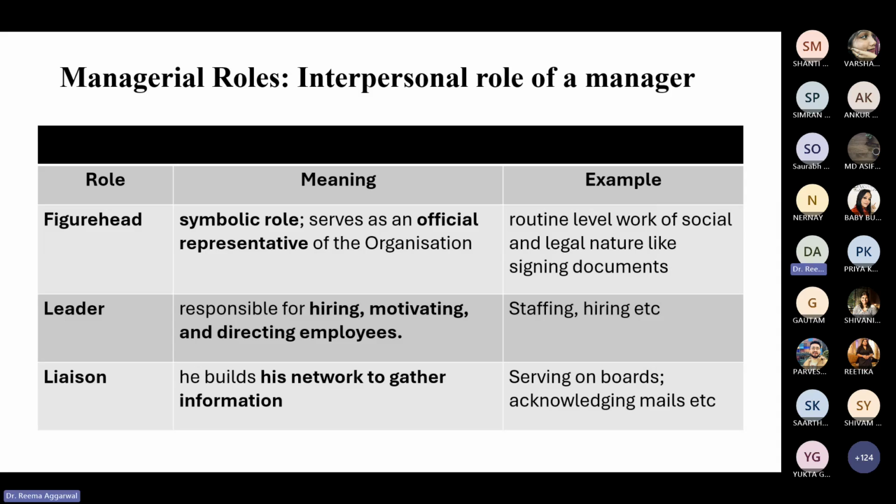Second role is leader. So when it comes to hiring, when it comes to motivating, when it comes to directing the employees, all these roles are performed by the leader. And the leader here is the manager. It is his interpersonal role. And last is liaison, to network and gather information. This means that he is building a network so that he could get the information. If you are the HR manager or the marketing manager, you need to connect yourself with other marketing managers in the same industry. So when you build this network to gather the information, this is also your interpersonal role.